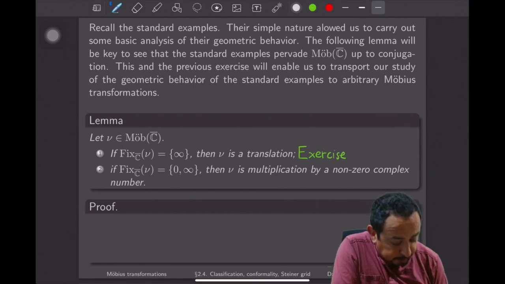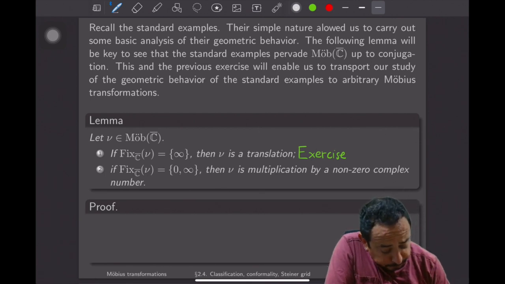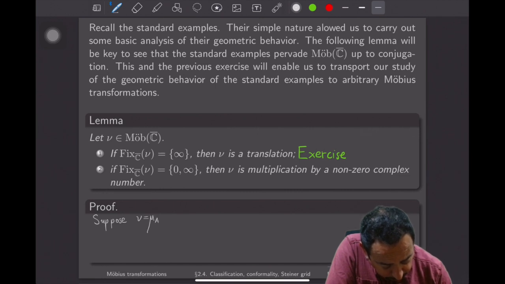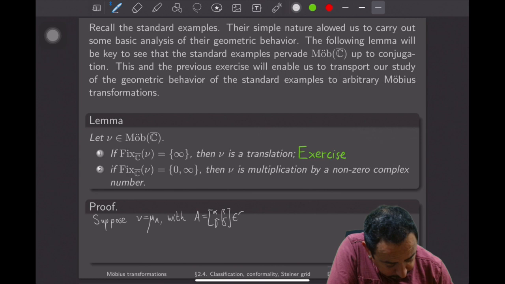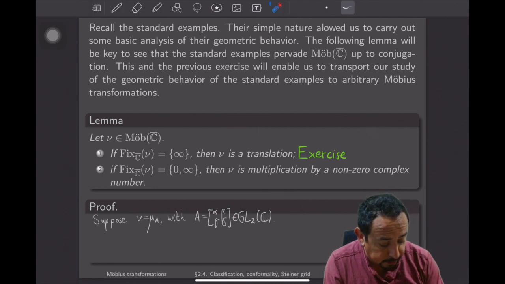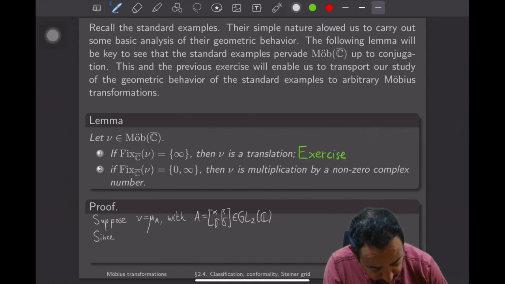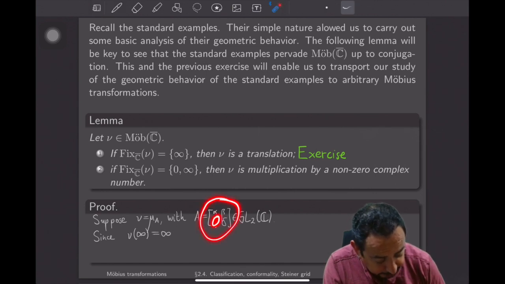I will leave you the first statement as an exercise, and I'm going to prove the second statement. So suppose that nu is mu of A, with A, let's say, a matrix alpha, beta, gamma, delta in GL2 of C. Since nu fixes infinity, since nu of infinity is equal to infinity, what I can deduce about this matrix is that gamma is 0.